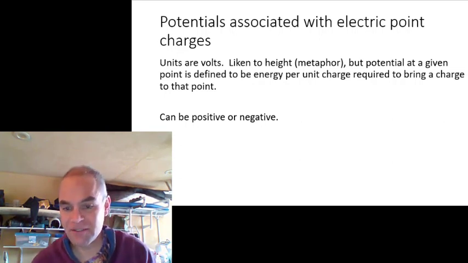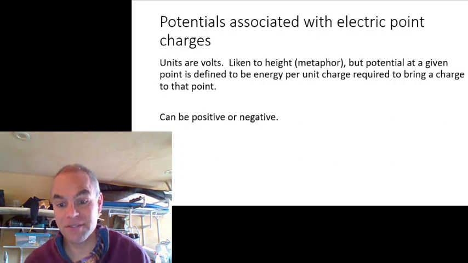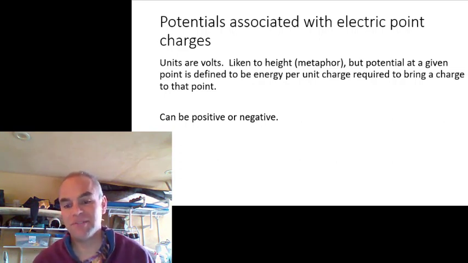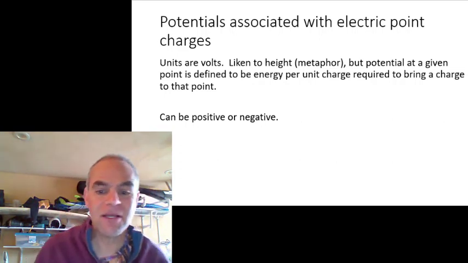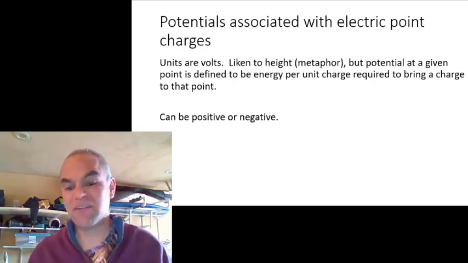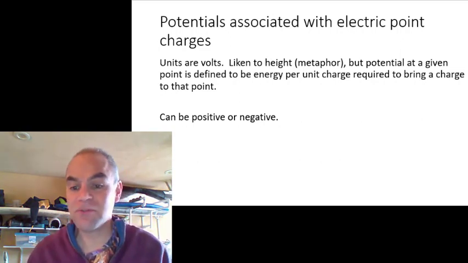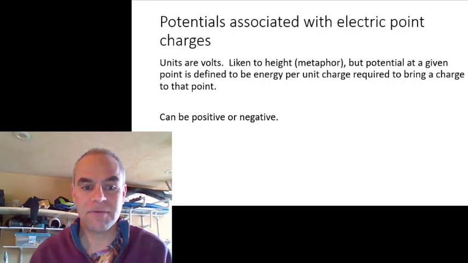And potential is not a vector, but electric field is. So with electric field, you had to put an i hat and a j hat in there. With potential, it's just a value. It could be negative, could be positive, but there's no direction associated with potential.